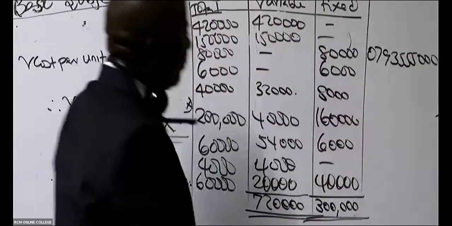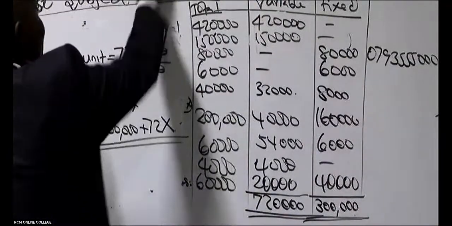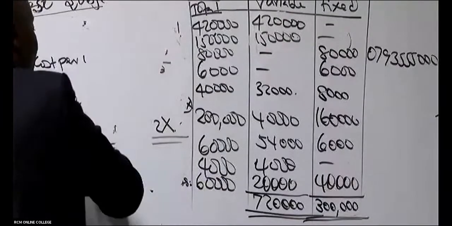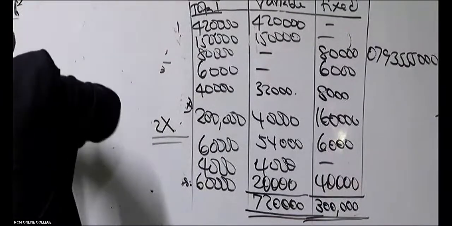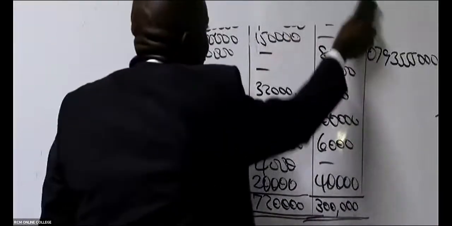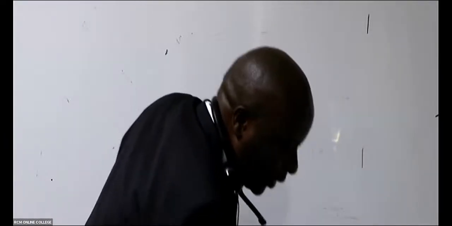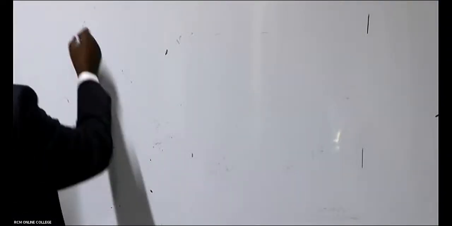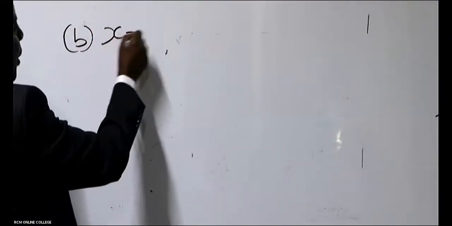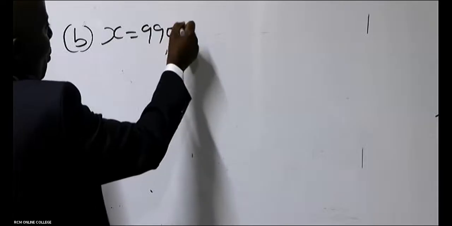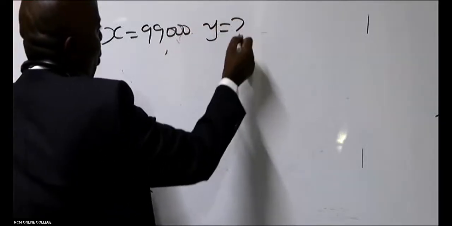All right. So go ahead and read the other question. Now they want you to estimate the cost of producing how many? 99,000. So now, in part B of this question, they want you to predict the total cost of producing 99,000. What is the total cost?